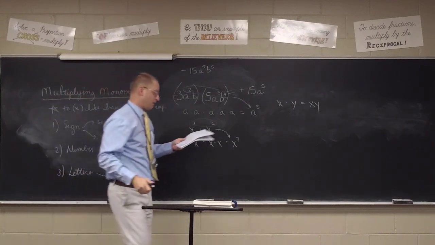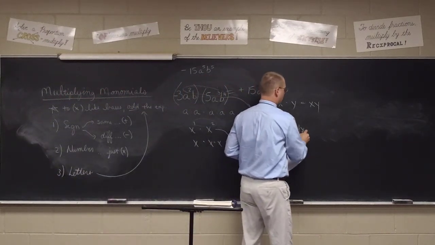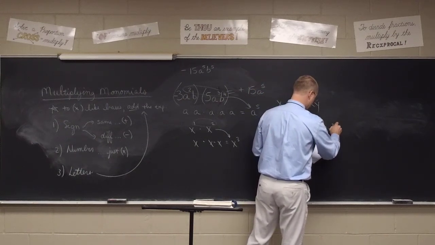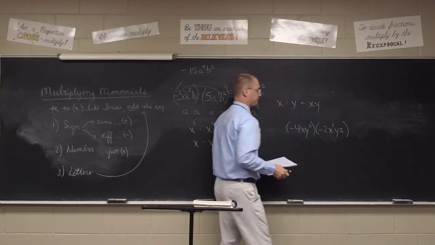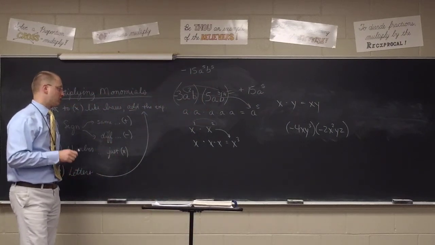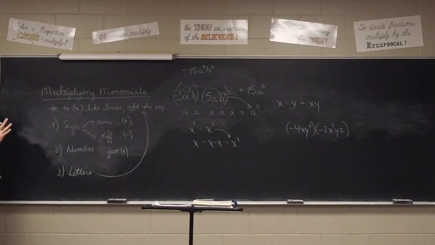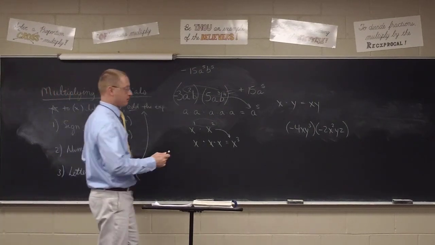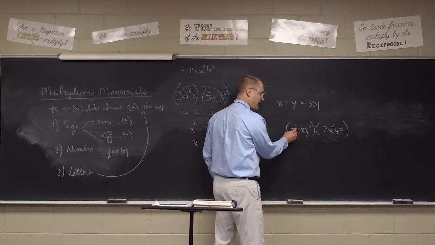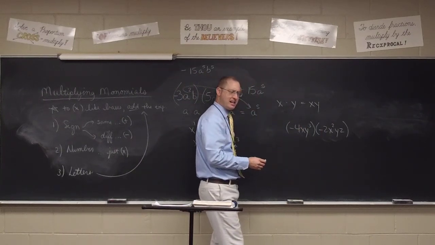Okay. Write this example down if you would, please. Negative 4xy cubed times negative 2x squared yz. We're going to multiply these monomials together using what 3 steps, class? Sign, number, letters. And the signs are the same, so class? Change. Since the signs are the same, we get a positive.